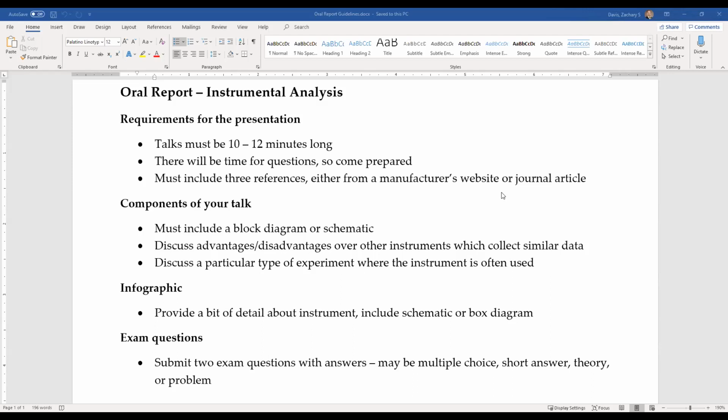Additionally, I want you to generate and produce some kind of infographic that goes along with it. I'll post an example or two to our Moodle page, as well as some links to websites that are fun to use to make your own infographic. It can include a lot of the same information as your talk, so I don't want you to reinvent the wheel. I just want you to have something to hand out so folks can follow along during your talk.